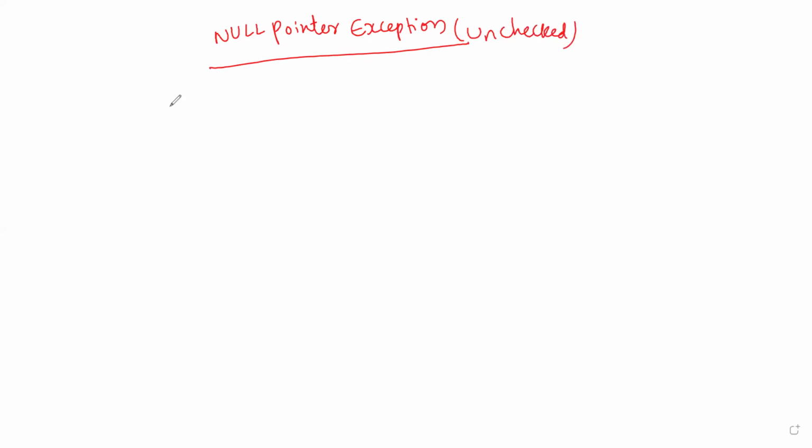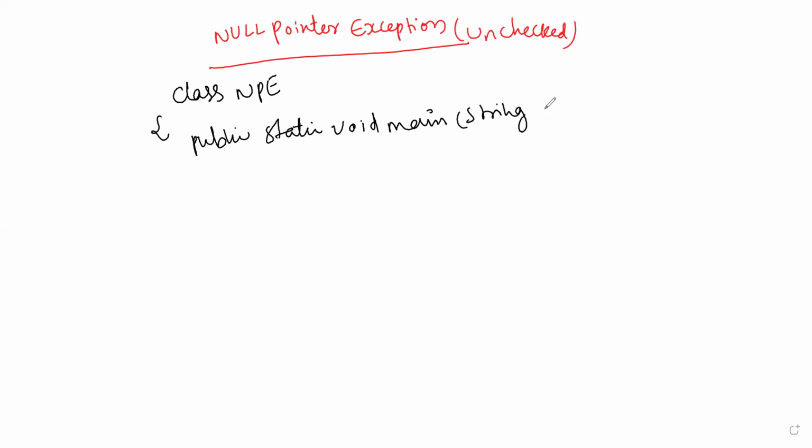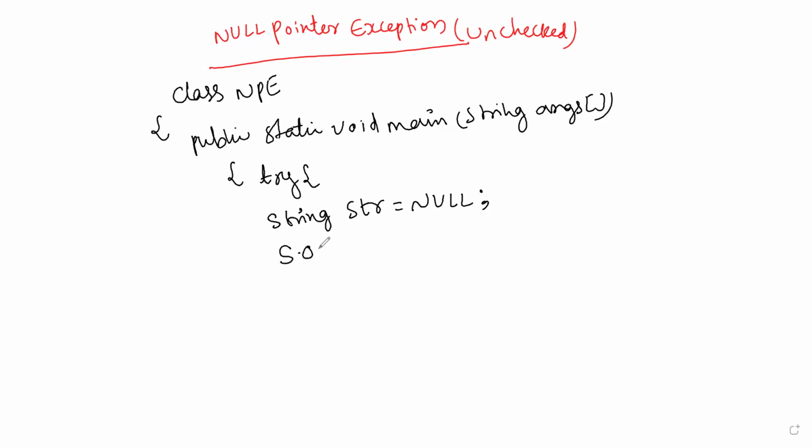Let me write the program first, then I will explain. The class name is NullPointerException. Then public static void main. The purpose of public static void main is that the execution of the program will be started. Next I am going to write try. Then String str is equal to null. Then System.out.println, SOP, of str.length.